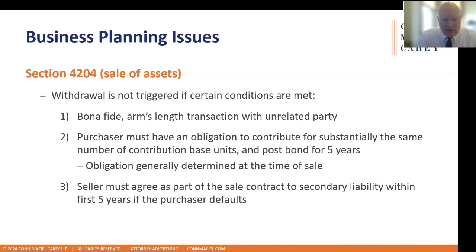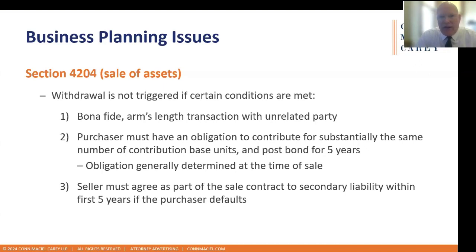Substantially the same has generally been held to be 85%. So it's not 100% guaranteed down to the decimal point. It's been determined to be 85% through many arbitration decisions and through litigation under the Act. That obligation is generally determined at the time of the sale. So if later decisions are made or business drops or whatever, and you end up below the 85%, that could still be okay as long as you took on the obligation to contribute for substantially the same number at the time of the sale.